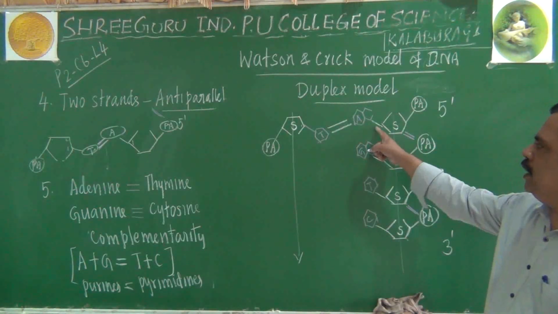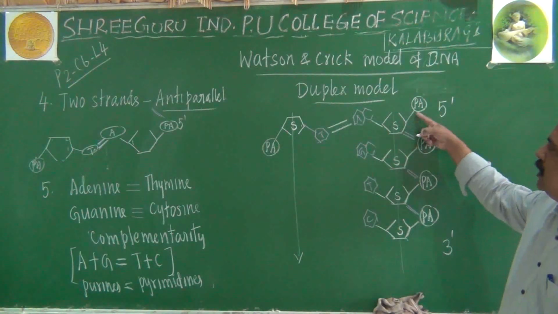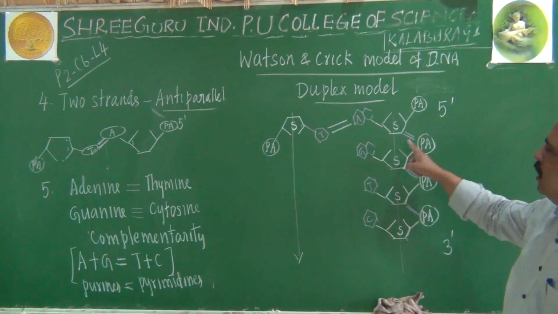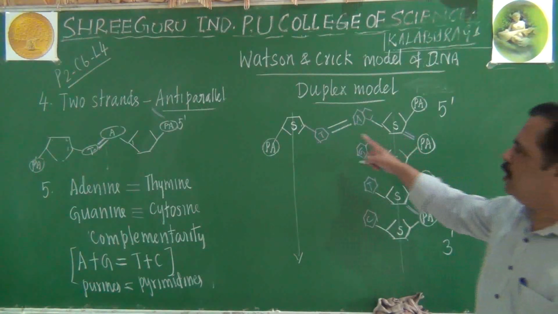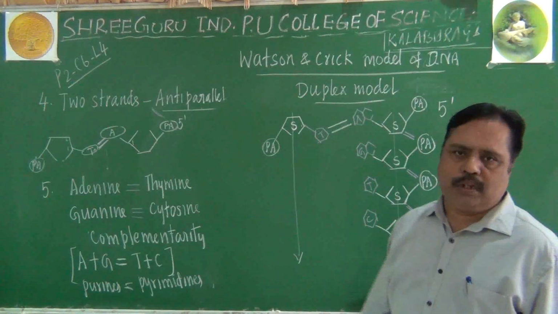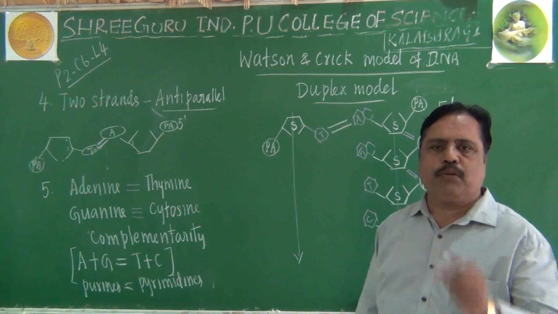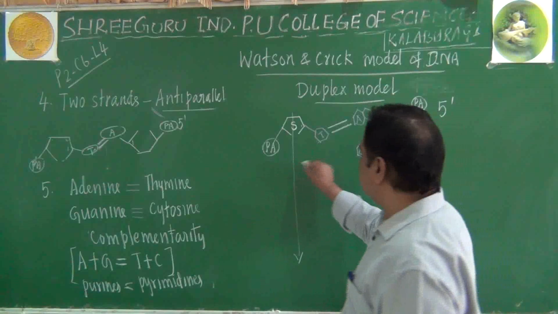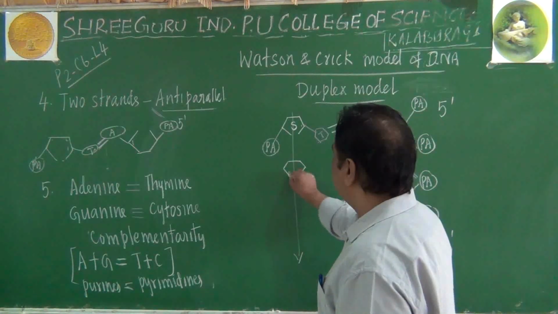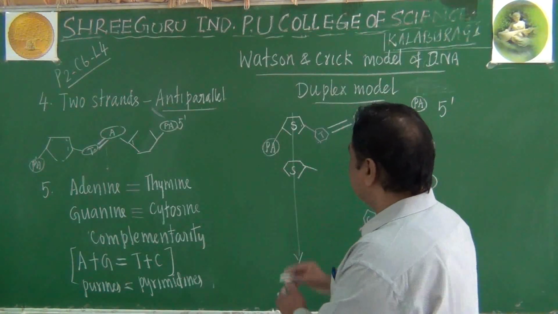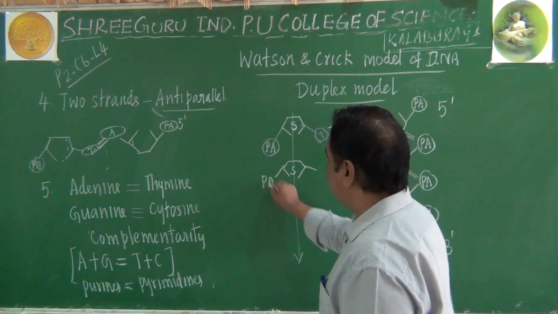This is the N-glycosidic bond. This is the phosphoester bond. This is the phosphodiester bond. This one is a hydrogen bond. Adenine and thymine will produce hydrogen bonds. Dear students, this is the second sugar molecule. This will be the phosphoric acid here.